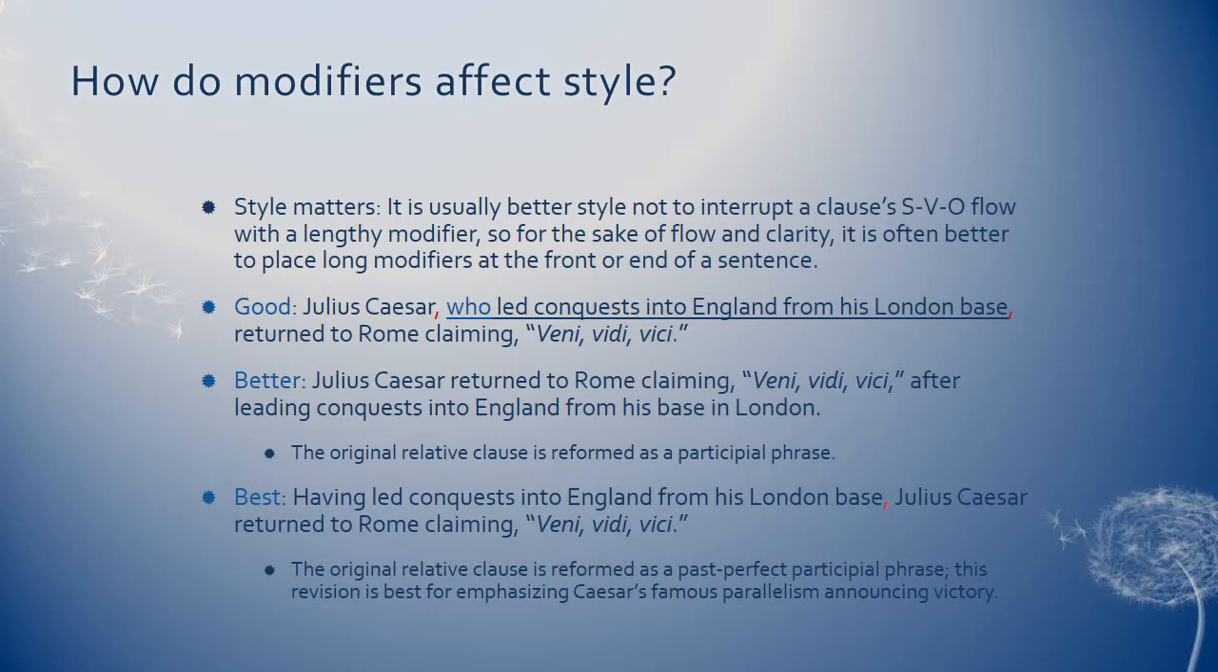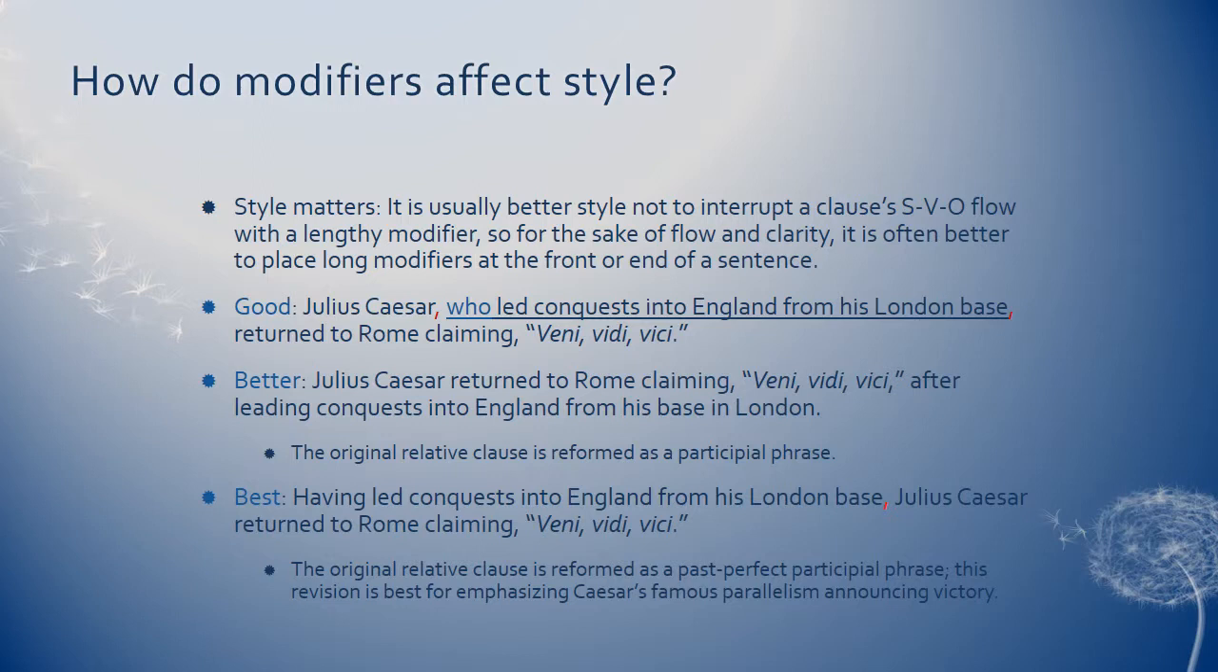Julius Caesar, who led conquests into England from his London base, returned to Rome claiming Veni Vidi Vici. But it would probably be better to move this long adjective relative clause to another place. Okay? And here we're going to move it to the end of the sentence. And that way we keep our subject, verb, object flow together. Julius Caesar returned to Rome claiming Veni Vidi Vici after leading conquest in England from his London base.